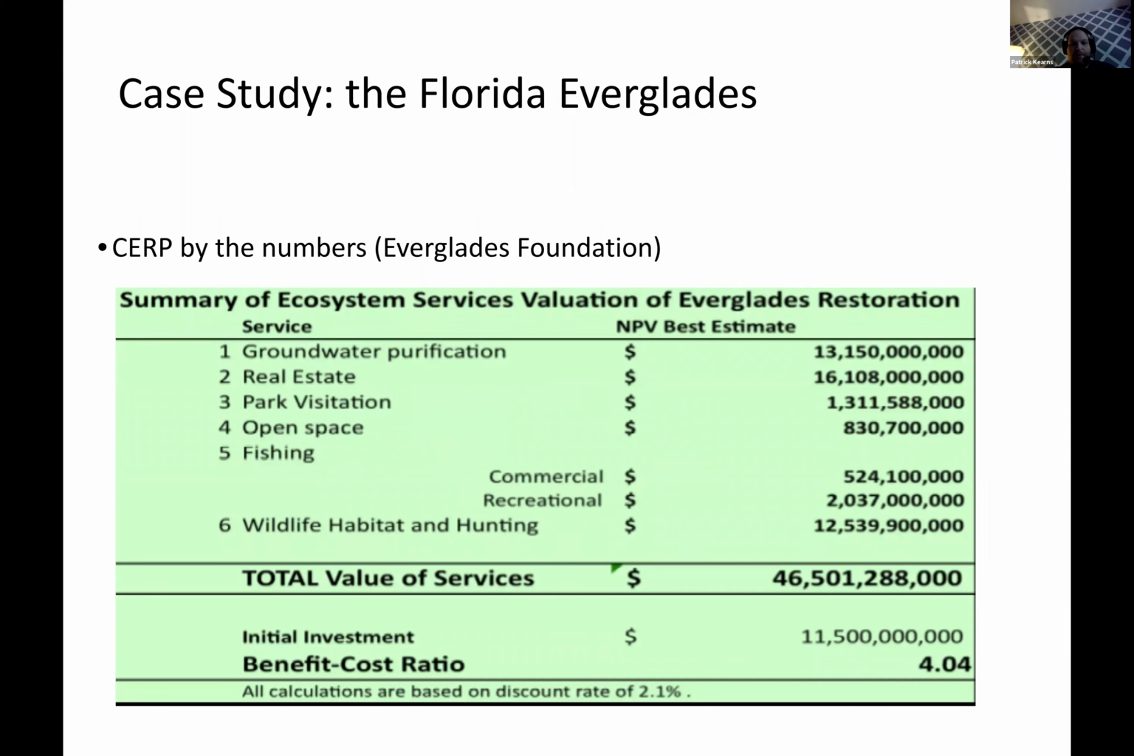So we can look at CERP. We can look at what are the ecosystem services that CERP was providing in the Everglades? So we had a couple big ones. So the first one was groundwater purification. And you see that was about $13 billion. That's the estimate for what they would get out the back end. Real estate at about $16 billion. Park visitation, $1.3 billion. Just the value of open spaces like parks and stuff like that, not like state parks where you have to pay to do it. At $830 million, and then about $2.5 billion for commercial and recreational fishing alone, and then finally about $12 billion for wildlife habitat and hunting.